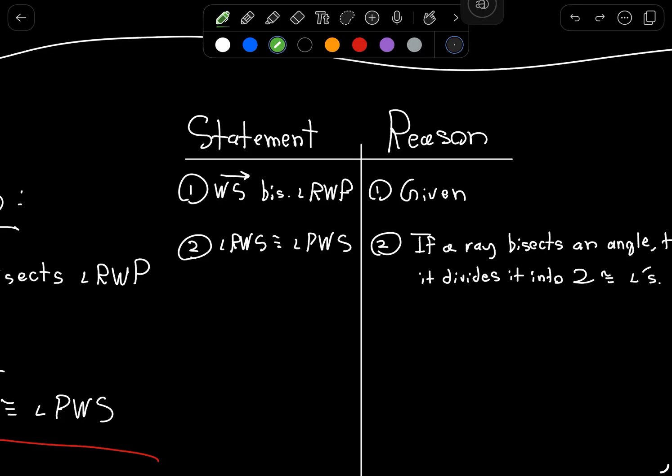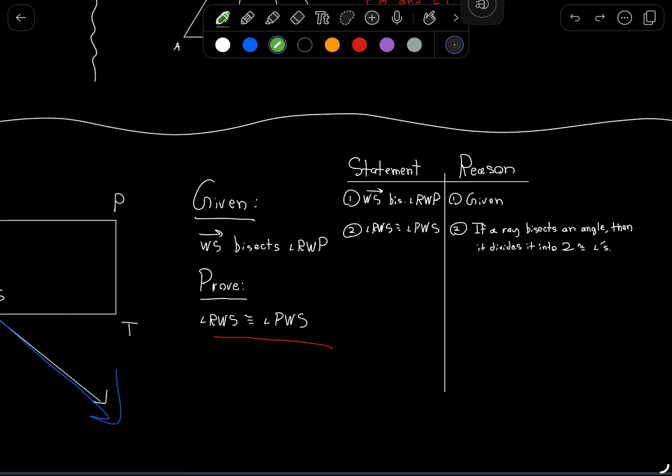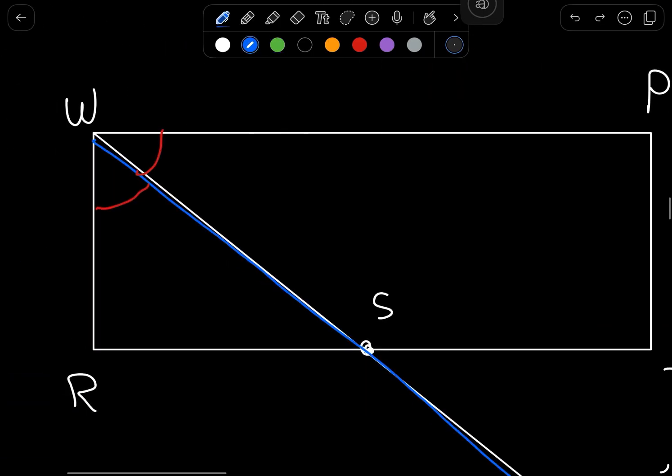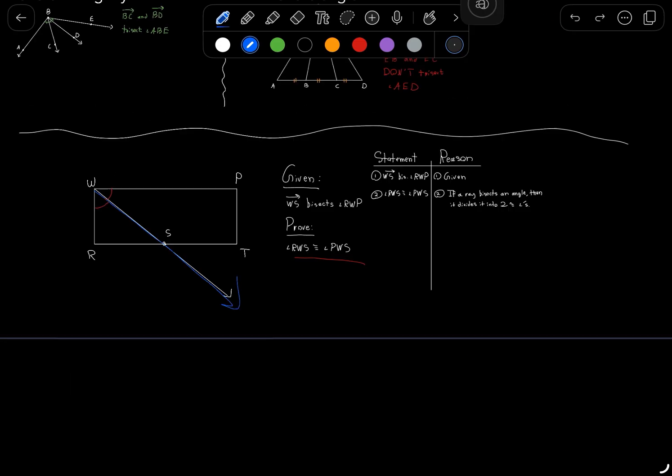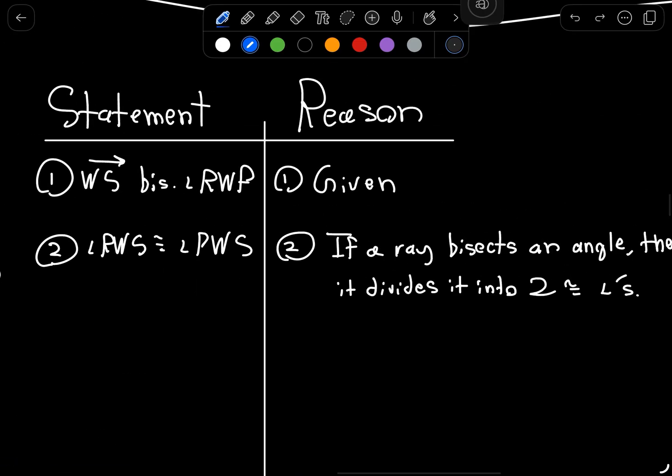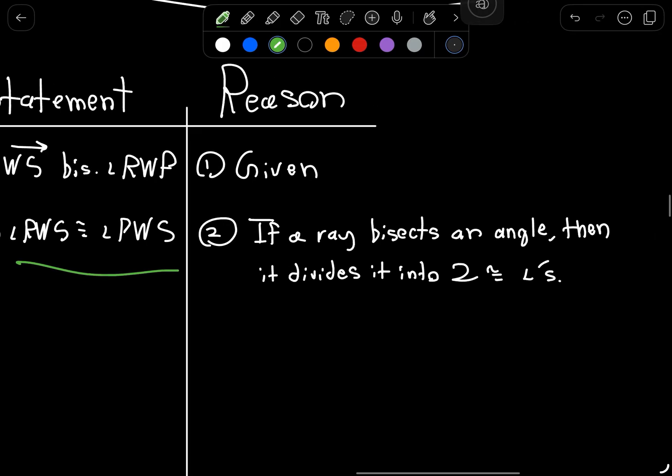We're already given that WS bisects angle RWP, so we can go right away and say that these two angles are congruent because of the angle bisectors, which we just learned about. So we can say that RWS is congruent to PWS because if a ray bisects an angle, then it divides it into two congruent angles. So this is a really simple proof, only 2 steps long.